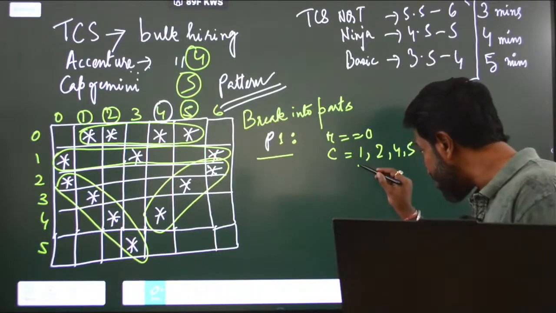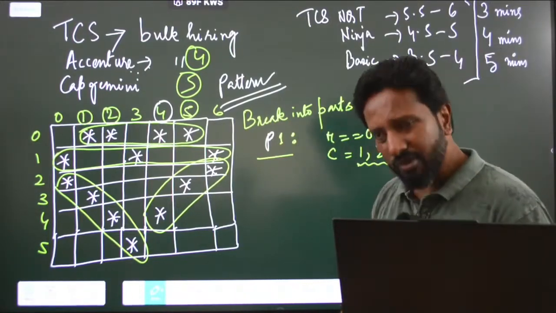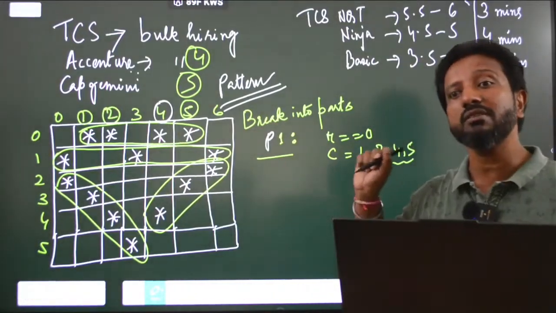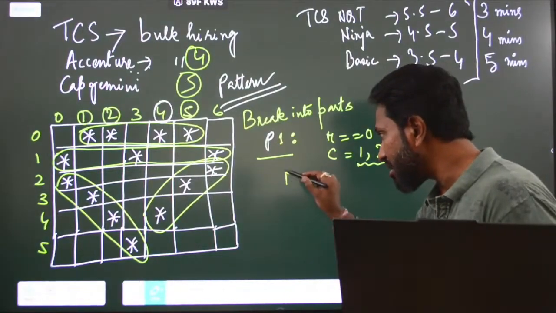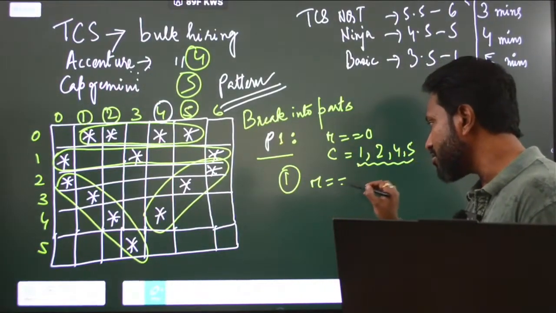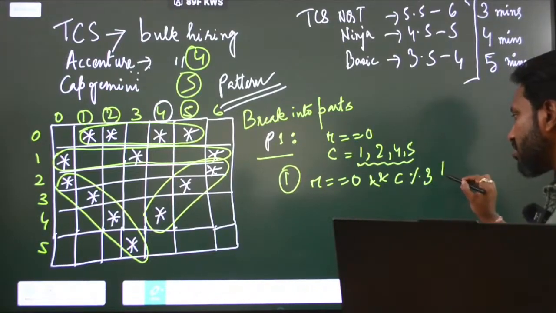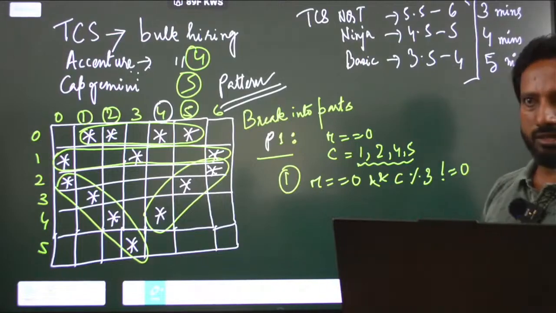Is there any similarity between these 4 numbers 1, 2, 4 and 5? If you are good at mathematics, you will easily say that these 4 numbers are not divisible by 3, correct? So I can say for the first part, part 1, row equal to 0 and column modulus of 3 not equal to 0, correct? This can be the condition.